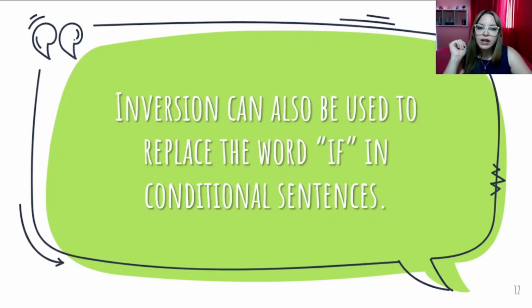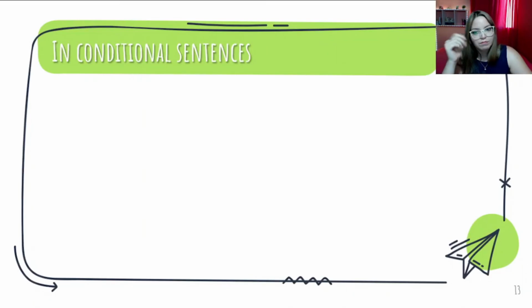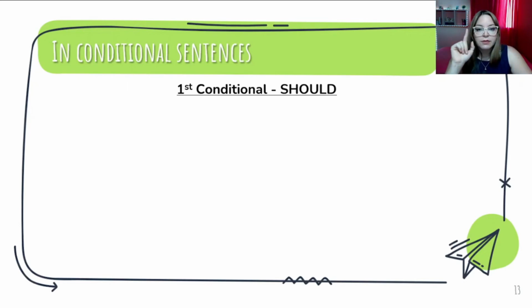Inversion can also be used to replace the word if in conditional sentences. Remember that when talking about conditionals, we can find three different types. Okay, let's consider the first conditional. When we use inversion with the first conditional, we should use the word should so as to sound more formal.